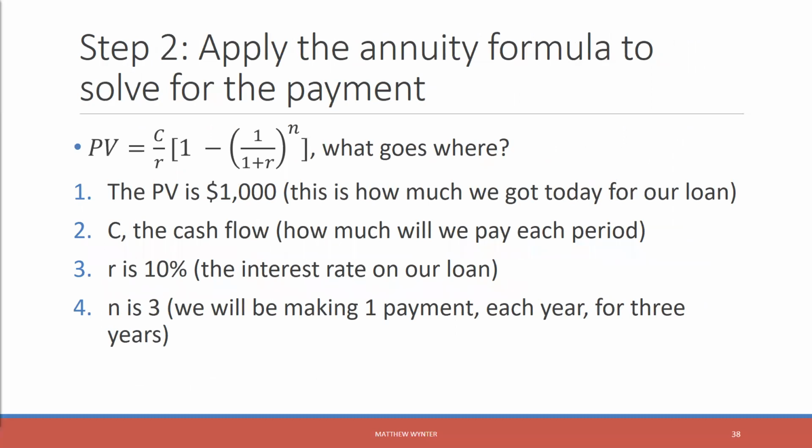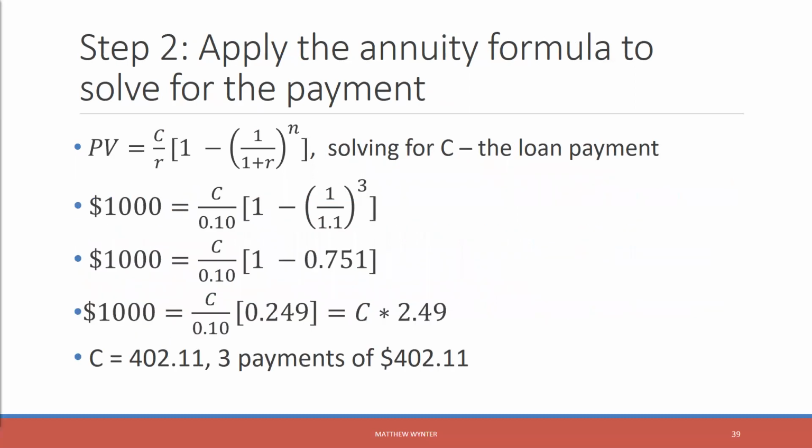C, those are going to be my cash flows. That's going to be my payment. That's what I'm solving for. R is my interest rate. My interest rate in this example is 10% on my loan, and N is going to be 3. We'll be making 1 payment each year for 3 years. Looks really similar to what you did when you were solving for a 30-year mortgage, but it's a little bit of a different application.